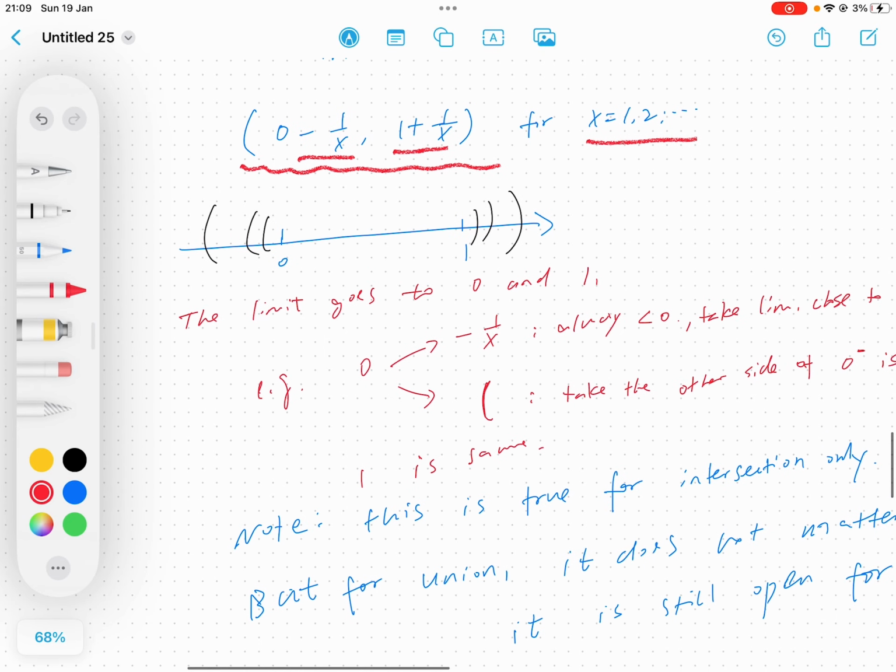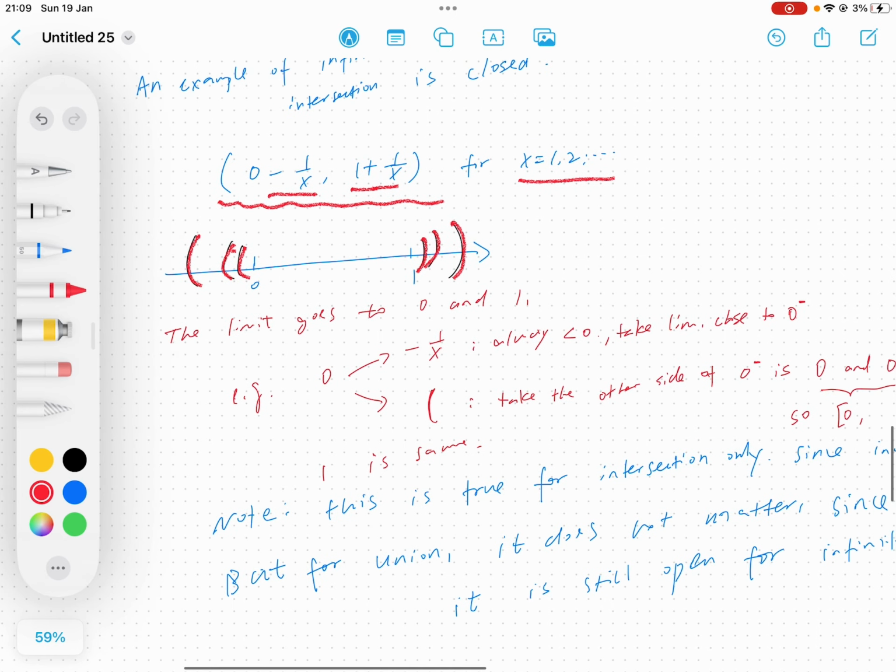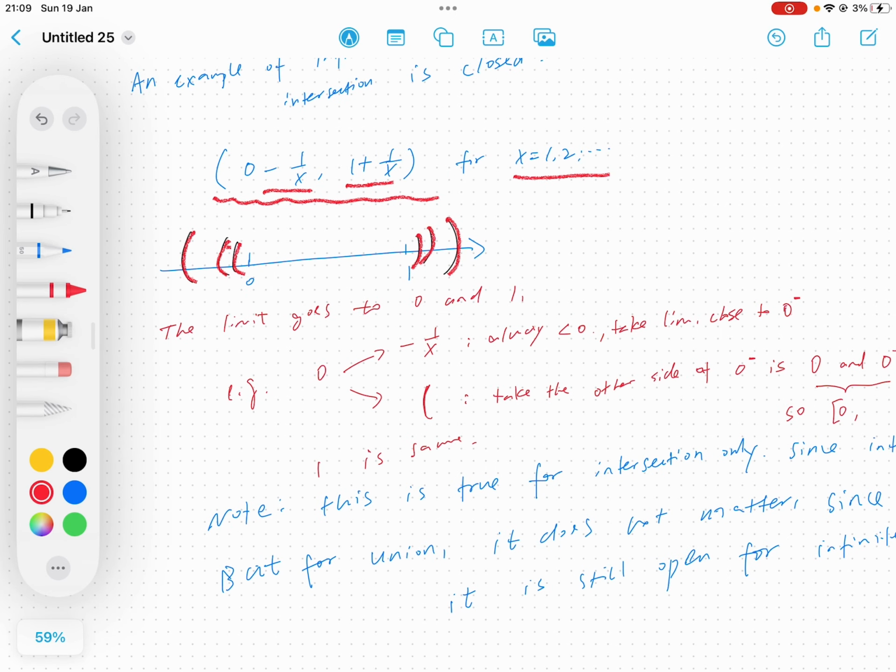Intuitively, on the real line, as x goes from 1 up to infinity, these brackets come closer and closer to 0 and 1. They're approaching 0 and 1. So why are we saying that, as x goes to infinity, the intersection of the family of those sets is closed?